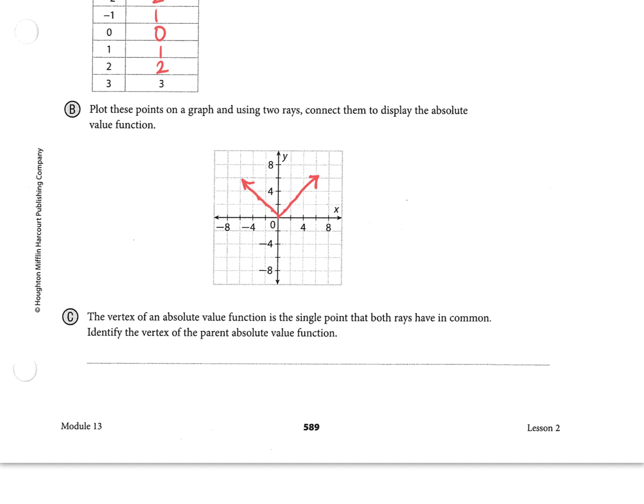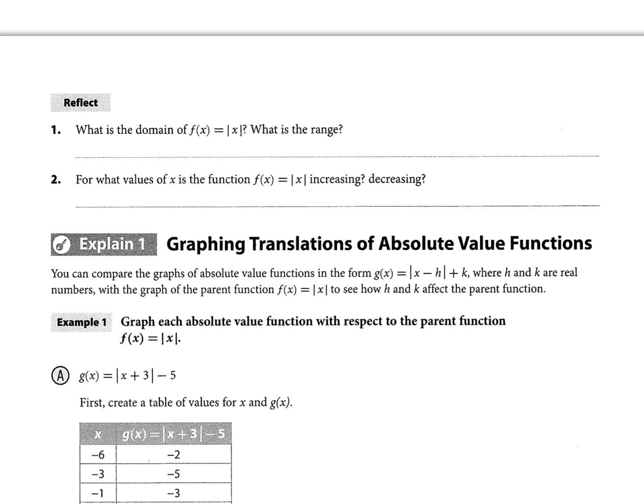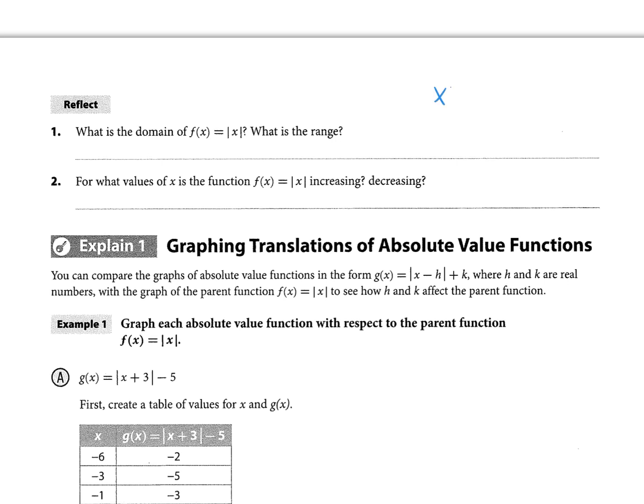The vertex of an absolute value function is a single point where both rays have in common. So the vertex is this point at 0, 0. The domain of f of x equals the absolute value of x is all of the values we can put in for x. So if we looked at the function, we had for x greater than or equal to 0, and for x less than 0.